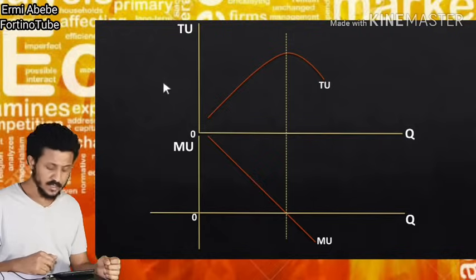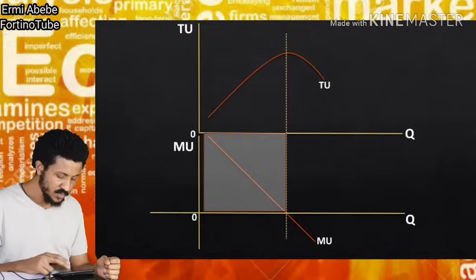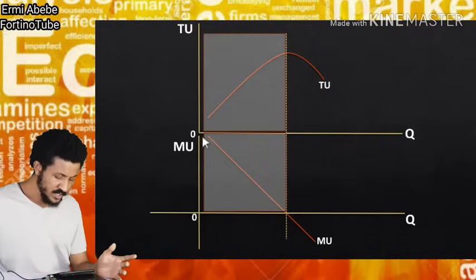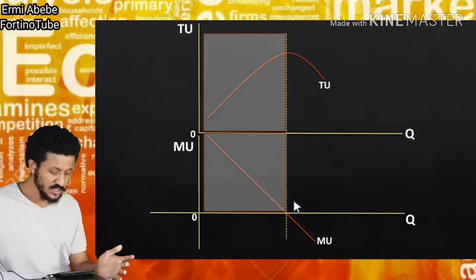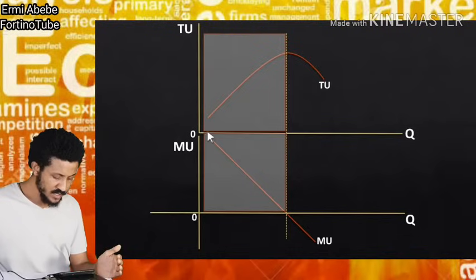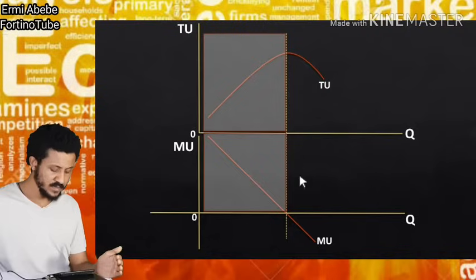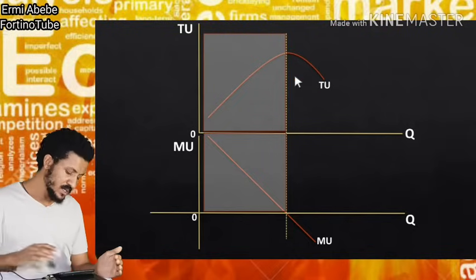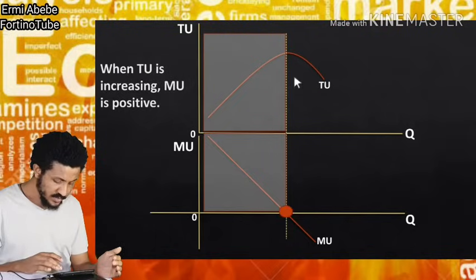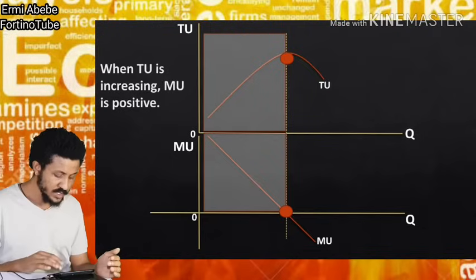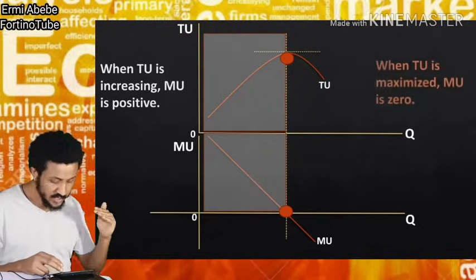increasing as long as marginal utility is positive. In this direction, even though marginal utility is decreasing, until this point it is above the x-axis, so it is positive. So its function, total utility, has a positive slope and must be increasing. At this point marginal utility reaches 0, so total utility reaches its maximum. At this point we said that total utility reaches its maximum, so we will have a zero slope.